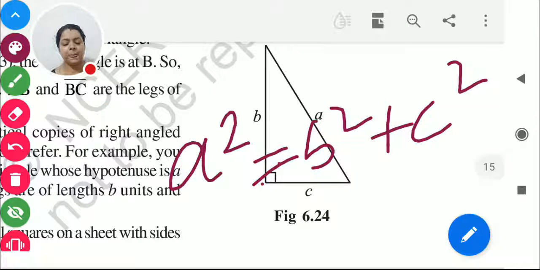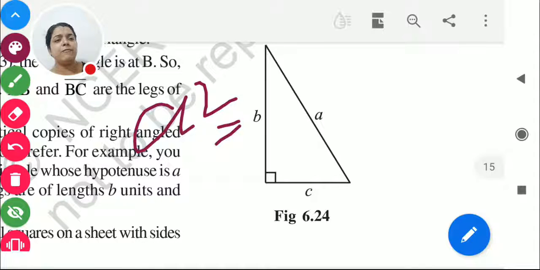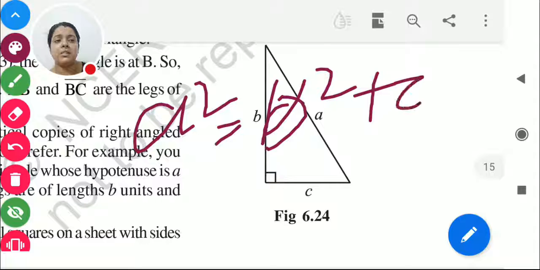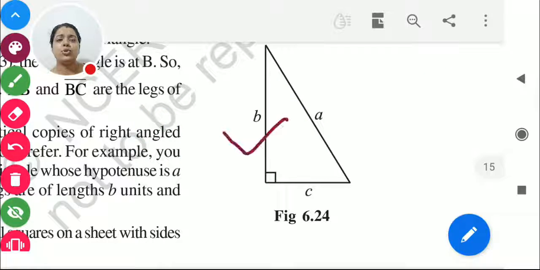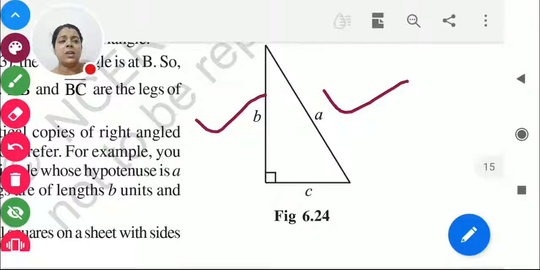Length square plus base square is equal to hypotenuse square. So what we get to know here, if length and breadth is given, you can easily find out the hypotenuse. Now just going opposite to this one. Now 2 is given, you are able to find out the third one. What about the first and second? If these two are given, are you able to find out this?